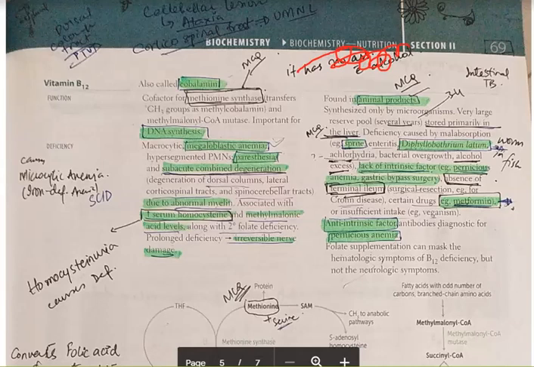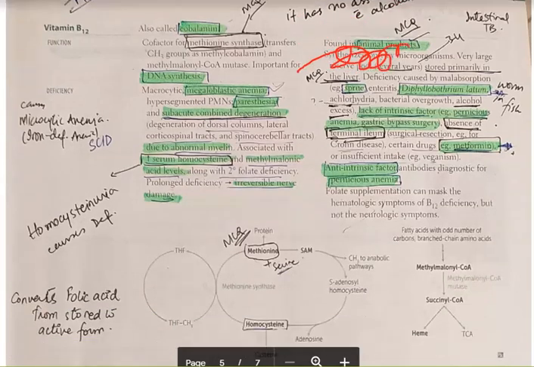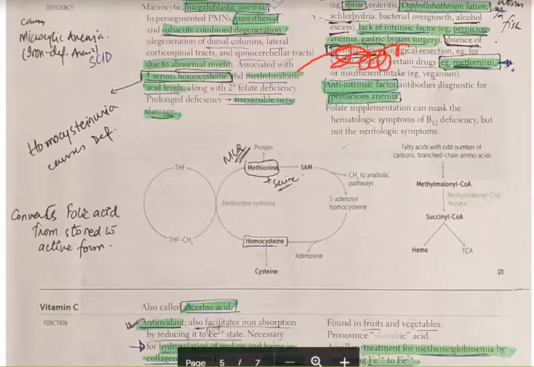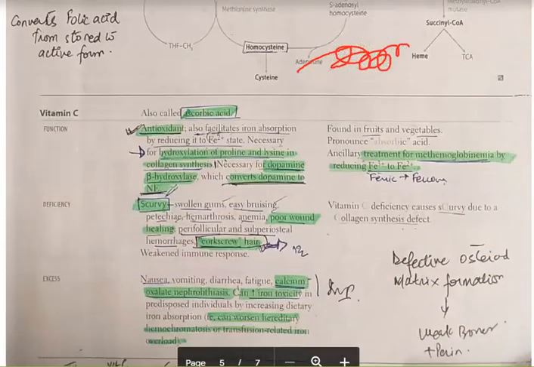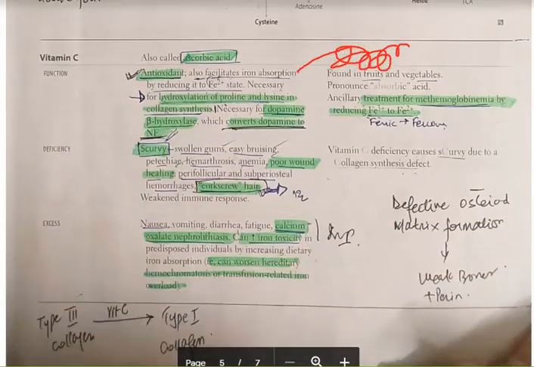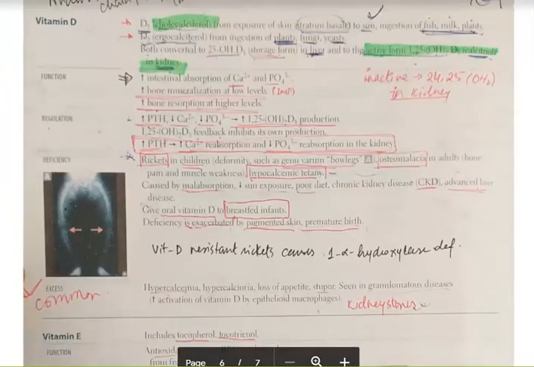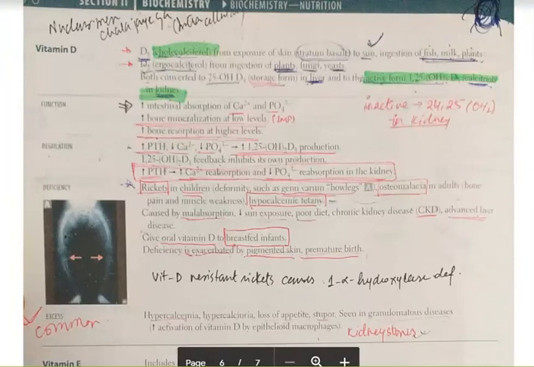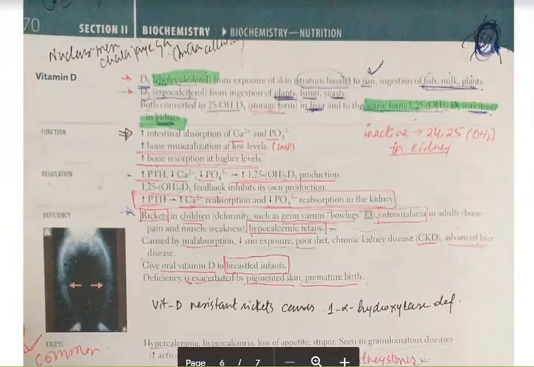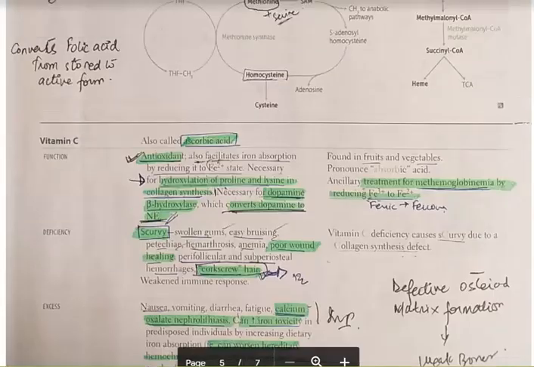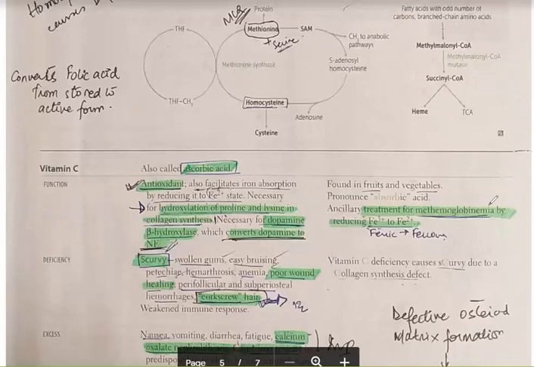So we are done with vitamin B12 too, and our next will be vitamin C. Okay, vitamin C, and then we will be studying vitamin D. So vitamin C and vitamin D both are long, I am sure, because there is a lot in here, parathyroid hormone and all the mechanisms. So tomorrow we will be studying vitamin C and vitamin D in biochemistry.